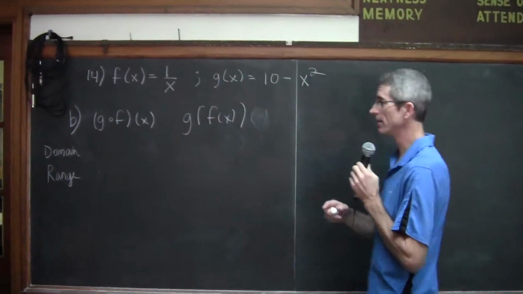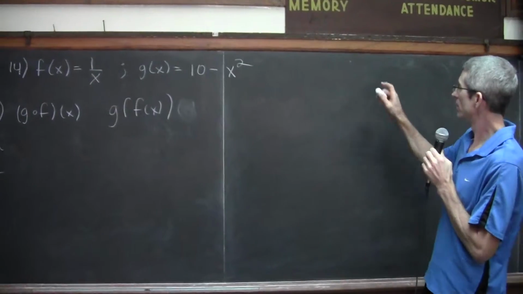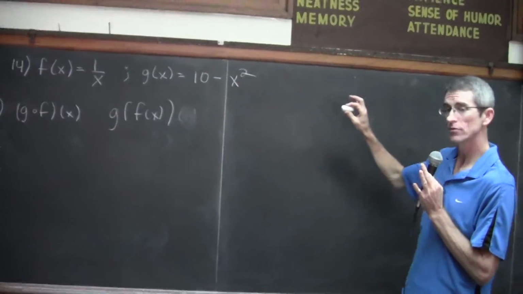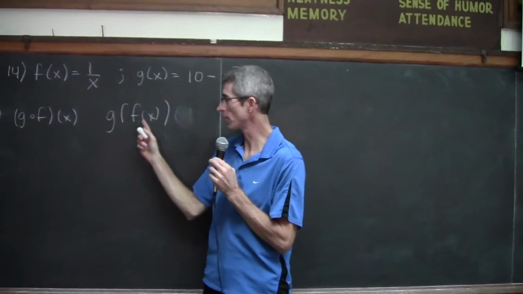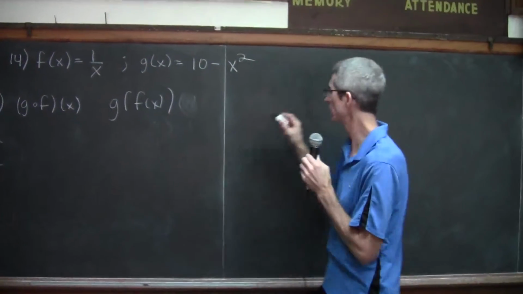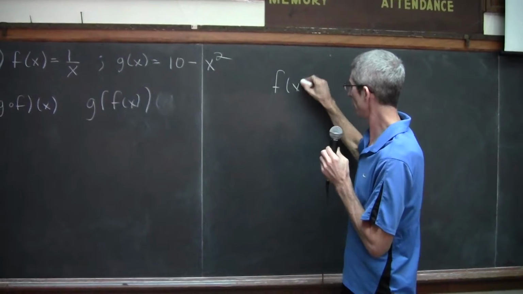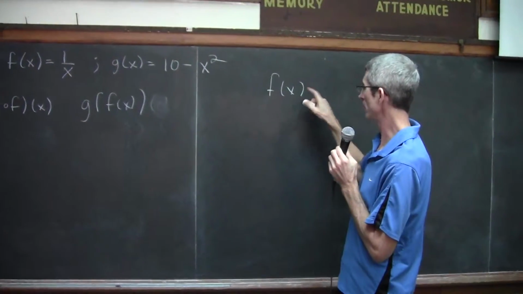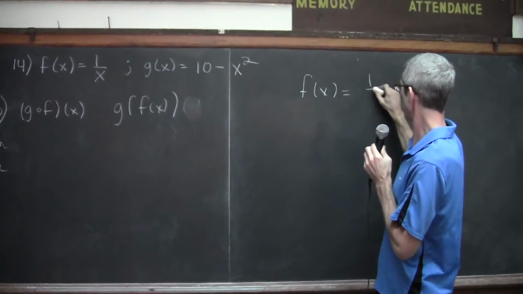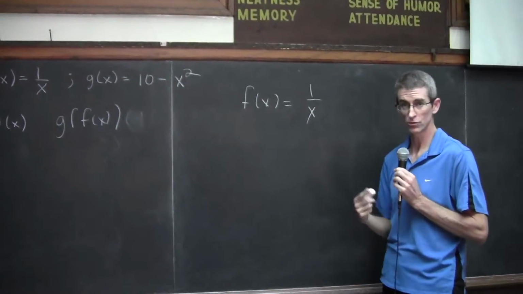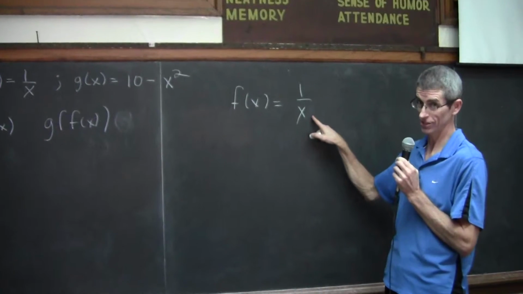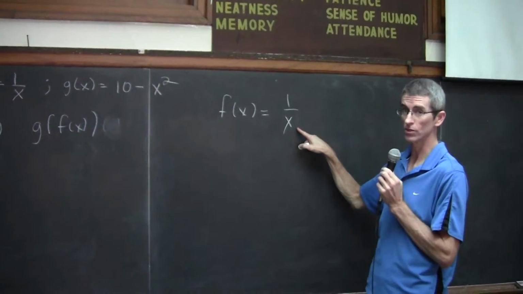So let's start with the domain. Before you find the domain of the composed function, of the final function, you have to start with the inner function, f of x. And you have to determine if there's any restrictions on f of x. So f of x is 1 over x. Now, if you remember, there's two things you're looking for to find out if there's restrictions. One, is there a fraction with the x in the denominator, which there is.